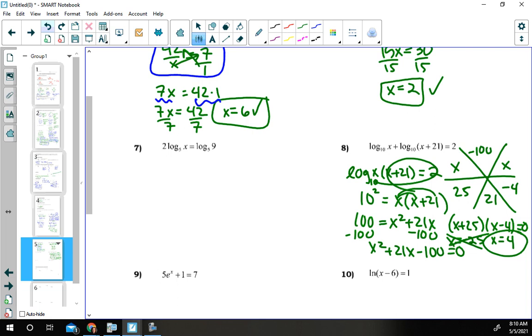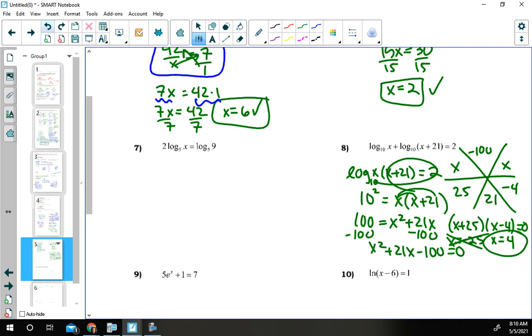So I did 10 to the second is equal to x times x plus 21, and then I distributed after that step to get x squared plus 21x. Okay, I know that I had a snowflake, so I brought that 100 over. I snowflaked, negative 25 did not work, so I circled 4.